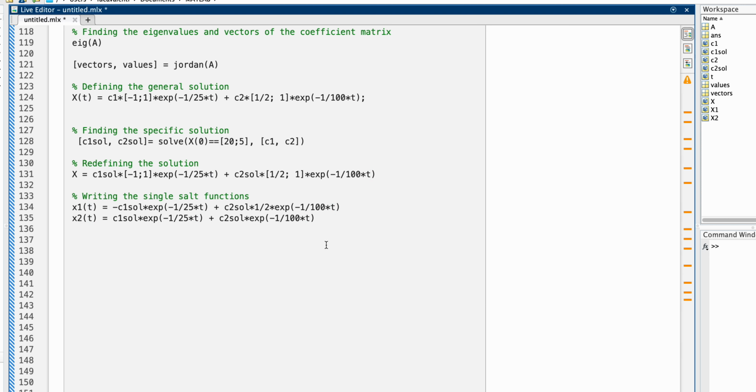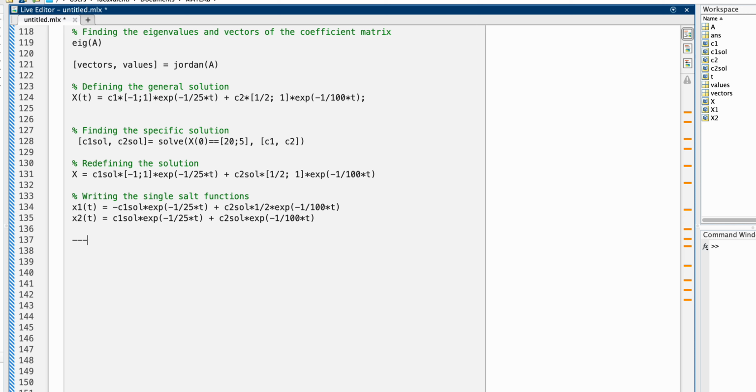So let me just check that we did the multiplication right. Here we should have negative C1 sol times exponent of negative 1 over 25 times t plus C2 sol times 1/2 times the exponent of negative 1 over 100 times t. Here we should have C1 sol times 1 times the exponent of negative 1 over 25 times t plus C2 sol times 1 times exponent of negative 1 over 100 t.